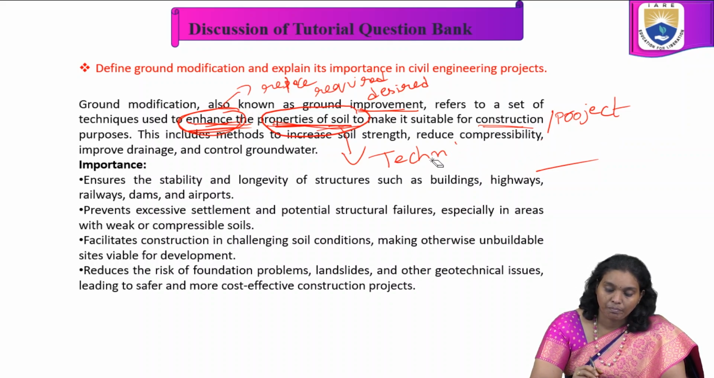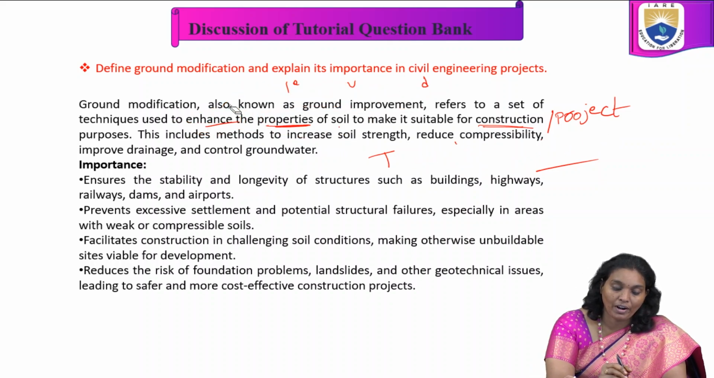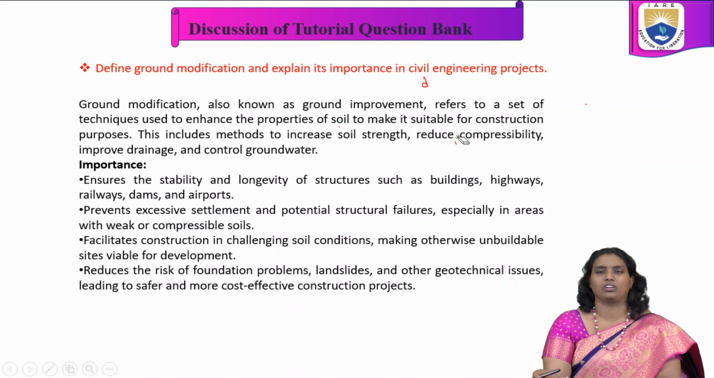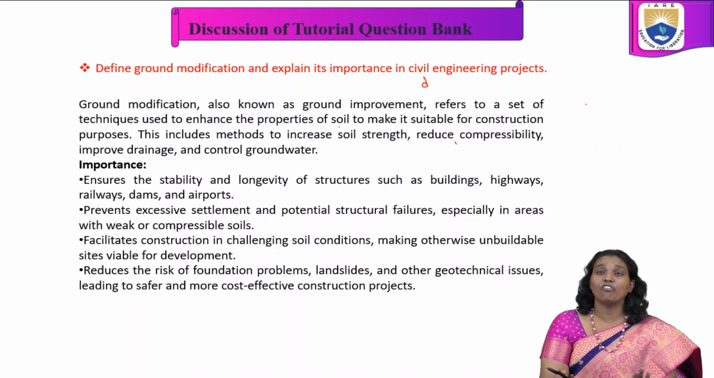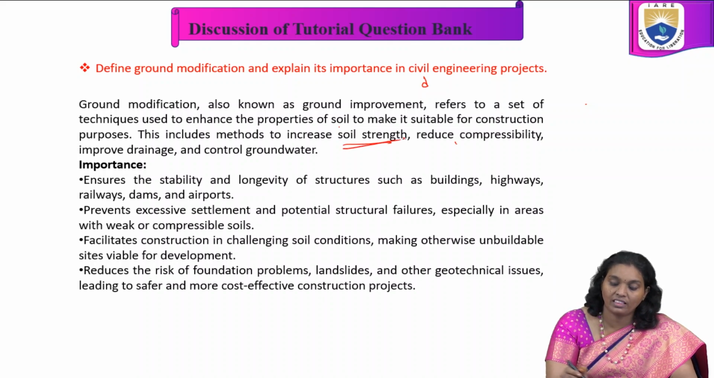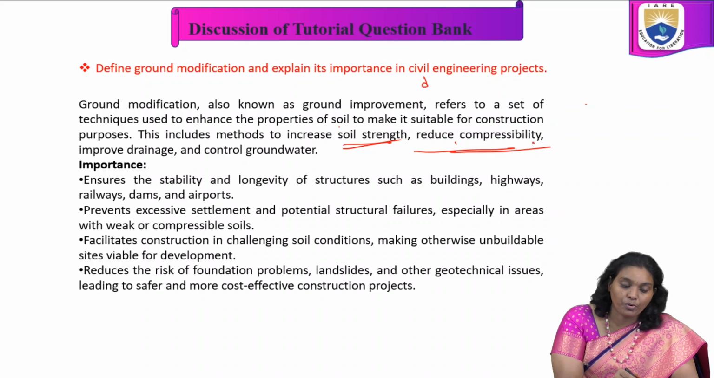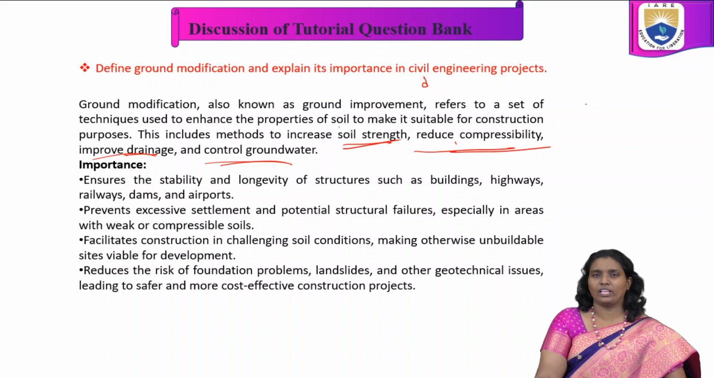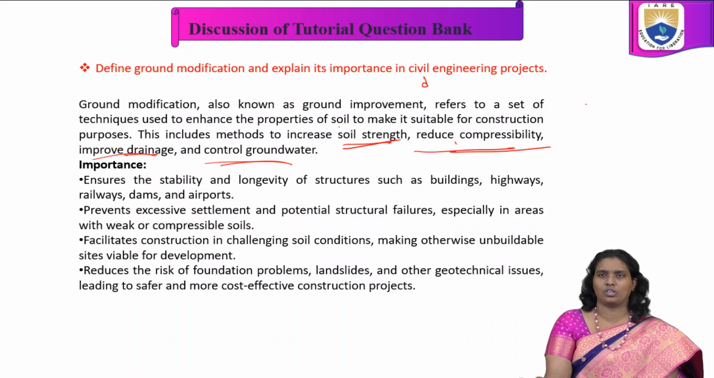So in this particular definition of ground modification, soil properties and the suitability for the desired construction or project purpose are the important technical terminology. What kind of methods we are using is additional information, and it also reflects how much knowledge you have about that particular question. So this method includes increasing soil strength, reducing compressibility, improving drainage and controlling groundwater. There may be some other terms also, or you may replace those terms, no issue.